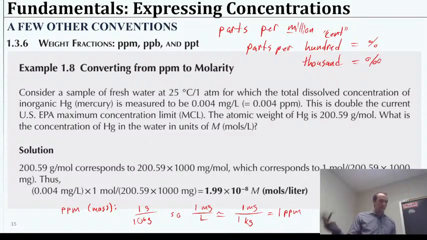So this is just to make sure we're up to speed on the basics here, the practicing. So 200 grams per mole corresponds to that times 1,000 milligrams per gram, corresponding to 1 mole per and so on. And so when we do that calculation, we can end up with 1.99 times 10 to the minus 8 moles per liter. So really just converting the mass concentration given the atomic weight and coming up with a moles per liter.